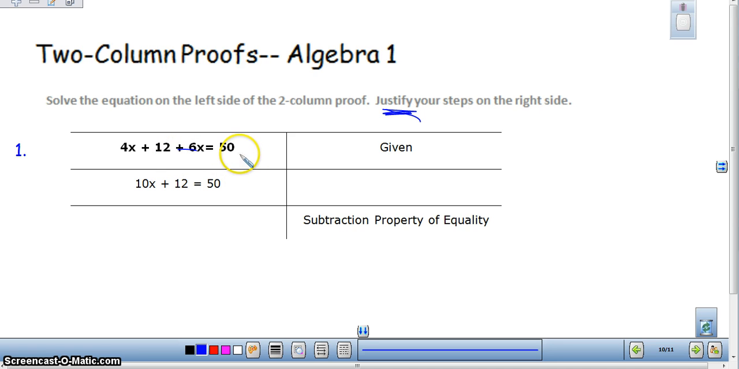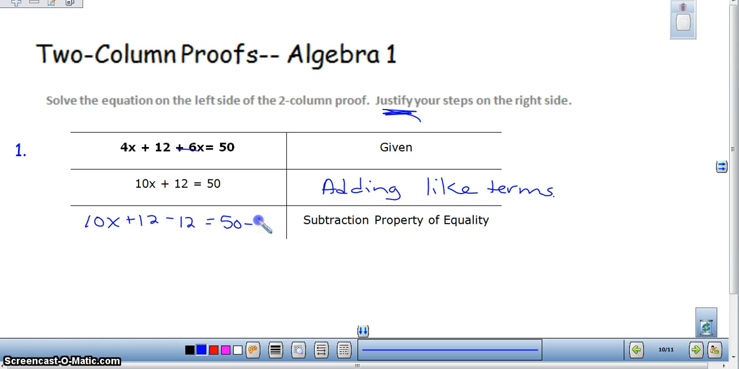Well, what happened from the first line to the second line? We added our like terms. So we are going to say adding like terms. The next thing we are going to look at is that we're going to take 10x plus 12, and we're going to subtract 12 from both sides. What lets us do that? The subtraction property of equality.